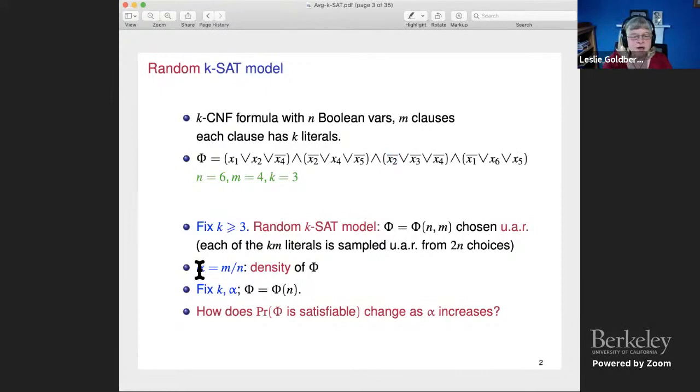Okay, so the way the model is going to work is actually that we're going to also fix the density of the formula, which is the number of clauses divided by the number of variables. And if you fix both K and the density, then the input is n, and then there's a random formula, and we're interested in how the probability of satisfiability changes as the density increases.